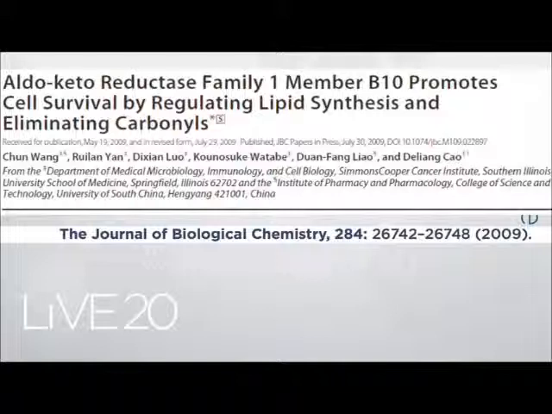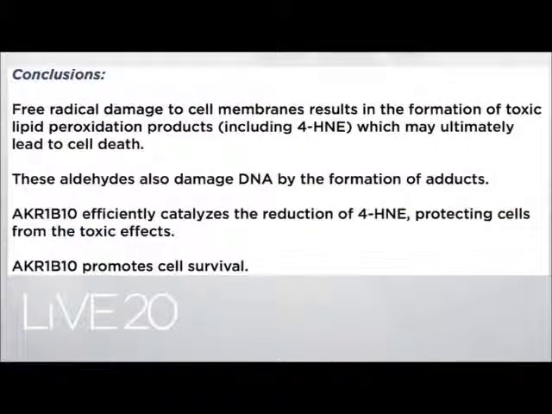And look at this title. This gene, AKR1B10, promotes cell survival, sounds good, by regulating lipid synthesis and eliminating carbonyls. Well, you may not know what carbonyls are, but carbonyls are related to TBARS, which you have heard before, lipid peroxidation products. The conclusion of these 2 papers is that this gene responds to free radical damage, which results in formation of toxic lipid peroxidation products. So that broadly is TBARS.